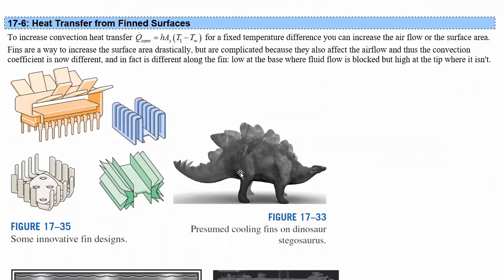All right, on to lecture 15, which is heat transfer from finned surfaces. If you look at the convection heat transfer equation, the heat flow from convection is h times the surface area times the difference in temperature between that surface and the free stream. So one obvious way to increase the convection is to increase the surface area. And the typical way to do that is with fins.